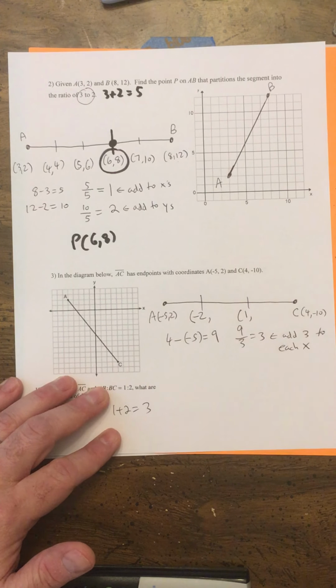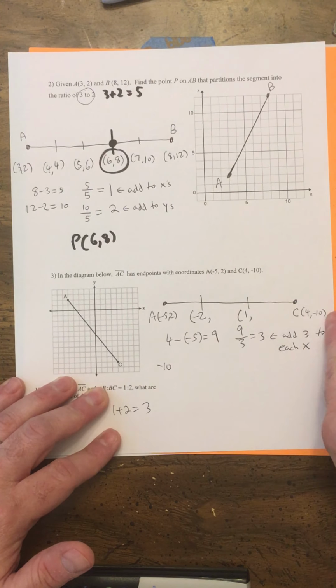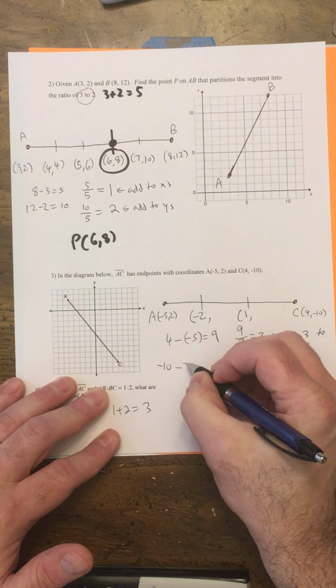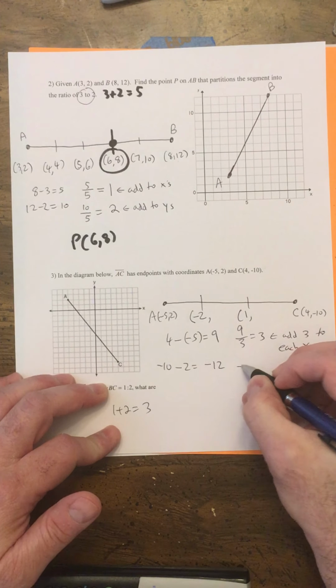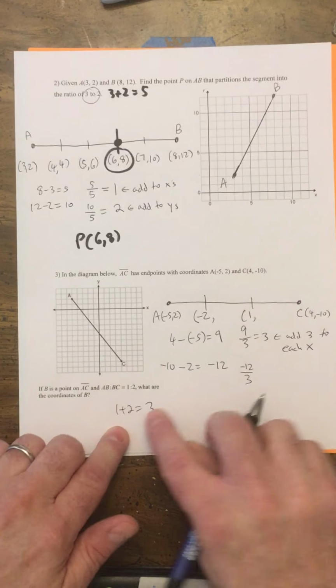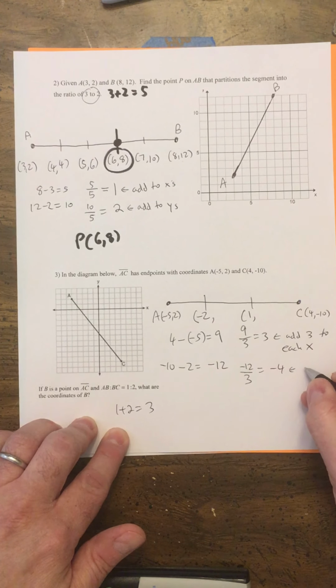Take the -10, starting with the y value from the point on the right, and subtract off 2. That gets you -12. Take -12 and divide it by 3, this number, and that means we're going to be subtracting 4 to each y.